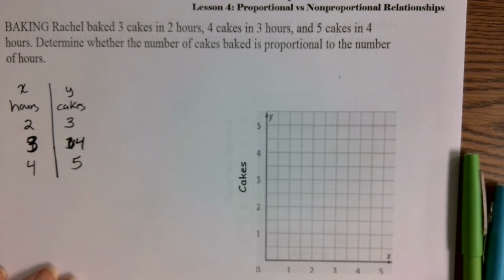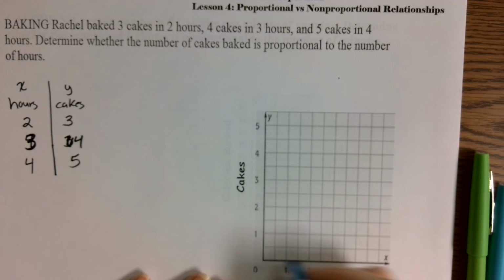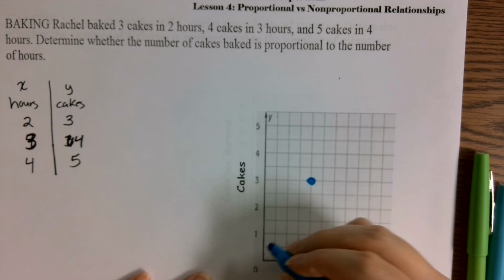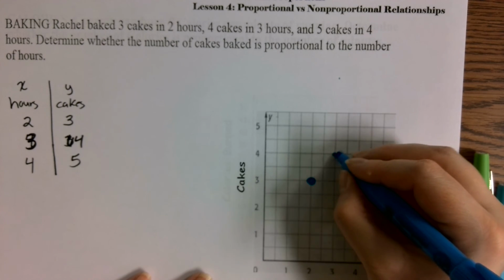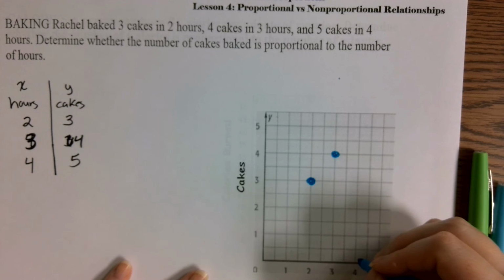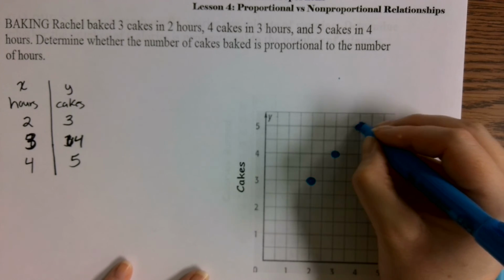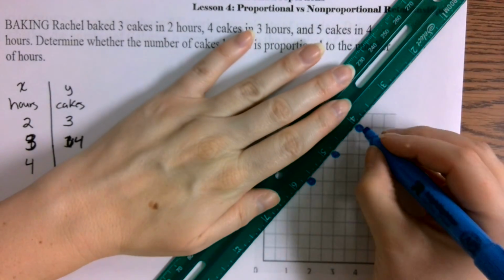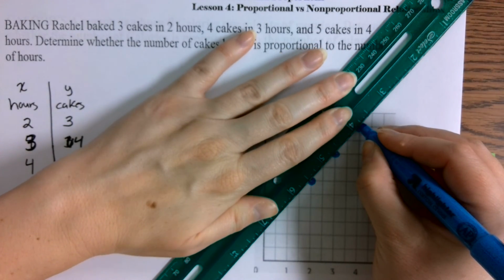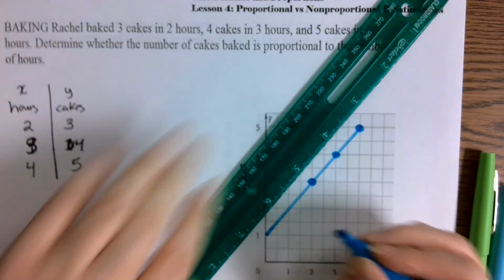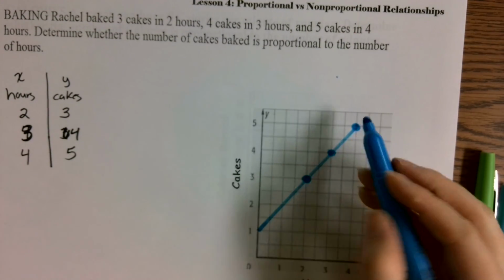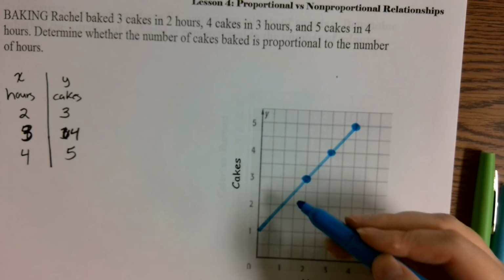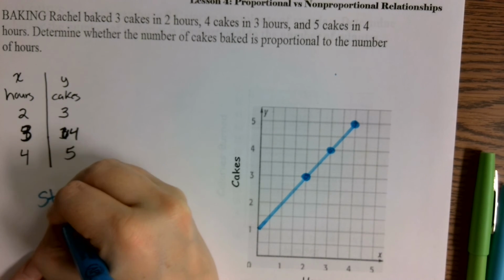We need to plot those points. So we're going to plot it at 2, 3, at 3, 4, and at 4, 5. Now, let's go ahead and connect them. Does it form a straight line? Am I able to connect them to form a straight line? Yeah, that is a straight line.